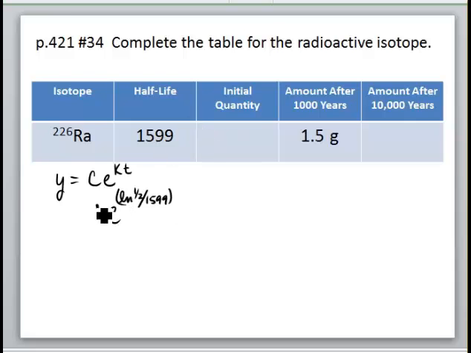My c value is what I'm trying to find. All I know is that after 1,000 years, that was my time, I have 1.5 grams. Now I'm going to be able to go ahead and find what c is by dividing both sides by this e.